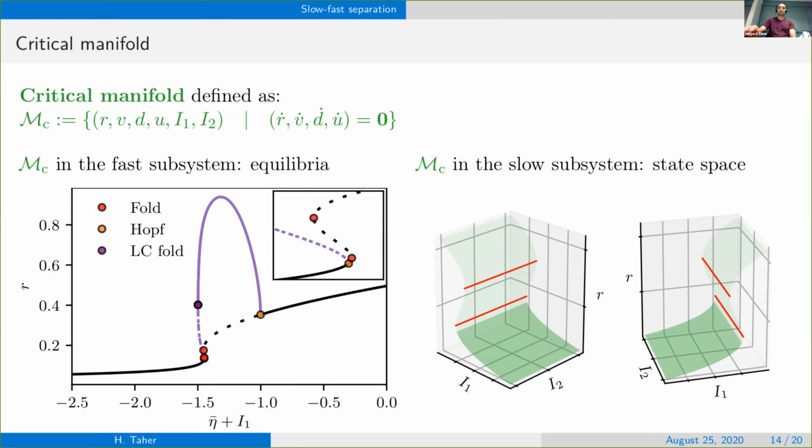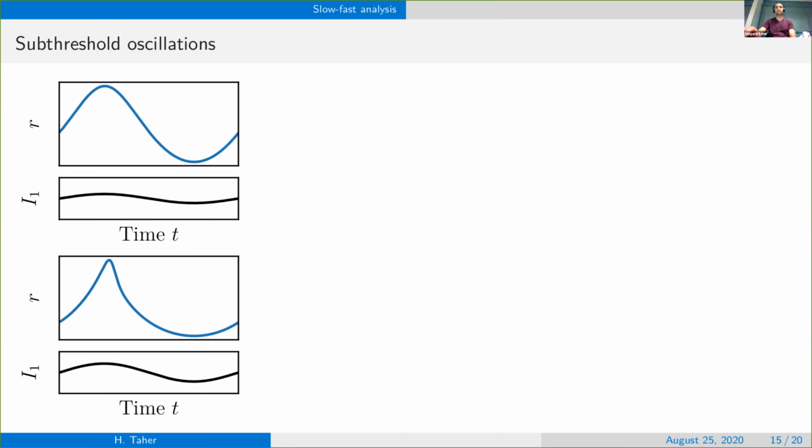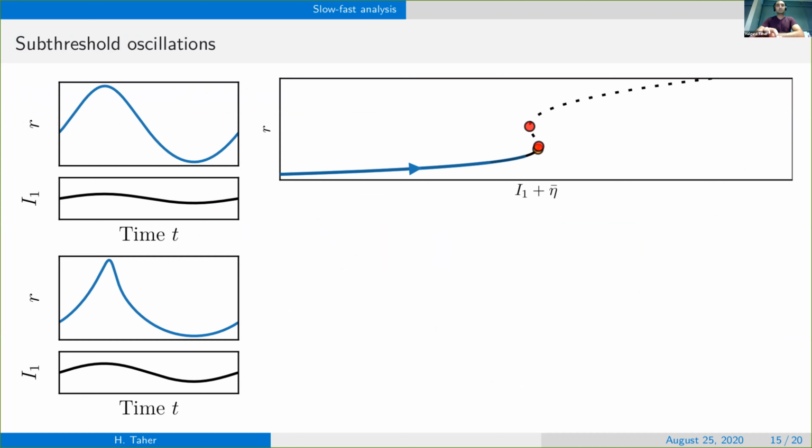We can now take this framework to talk about the different solutions which I have just shown. So we can start with a simple case of subthreshold oscillations. If we look at this curve on the bifurcation diagram, we see that we simply remain on this bottom equilibrium branch of the bifurcation diagram.